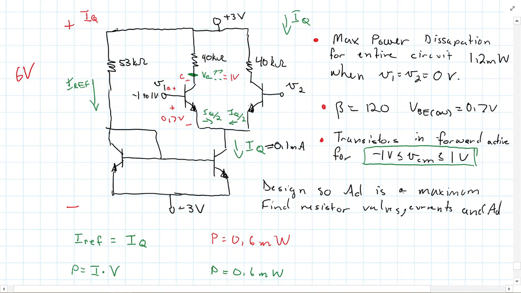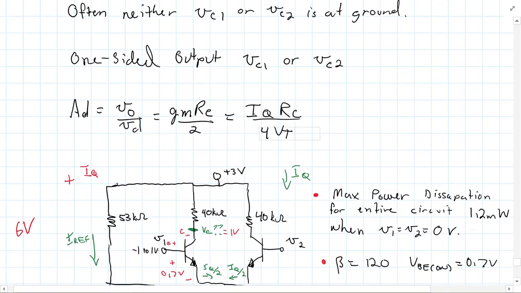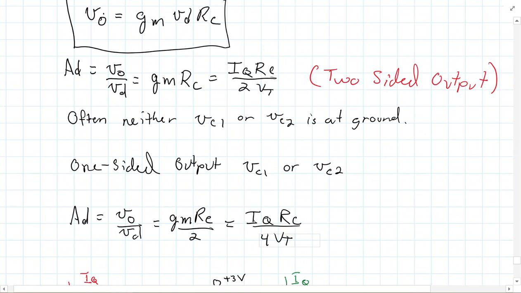So our design is done at this point because we have the resistor values and we have the currents. The currents we already computed. We have the IREF is 0.1 milliamps, IQ is 0.1 milliamps, these currents would be 0.05 milliamps, and the resistors are 40K. Now all we have to do is compute the differential voltage gains. Now I didn't say which one it's going to be, so we're going to do both two-sided, which is the equation right here, and one-sided, which is the equation right here.